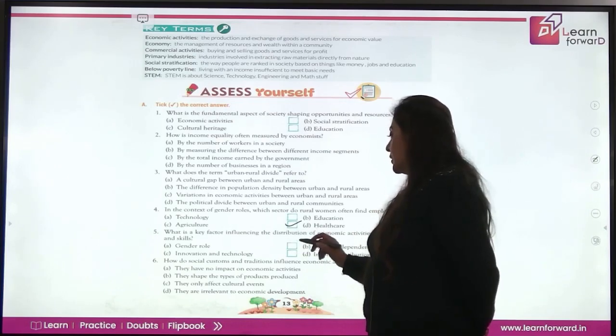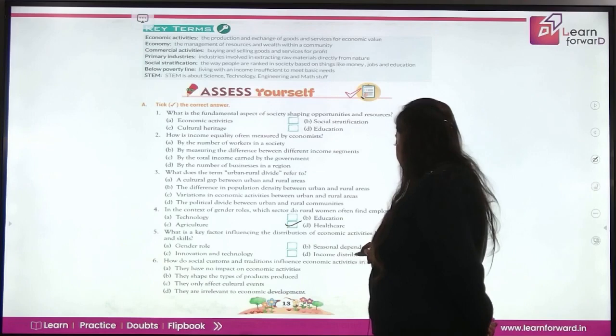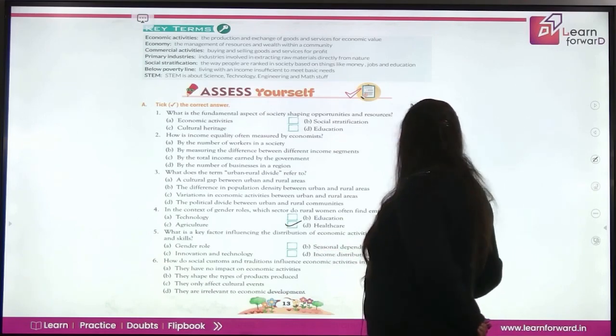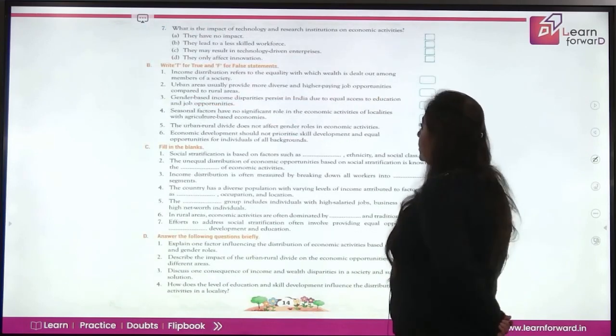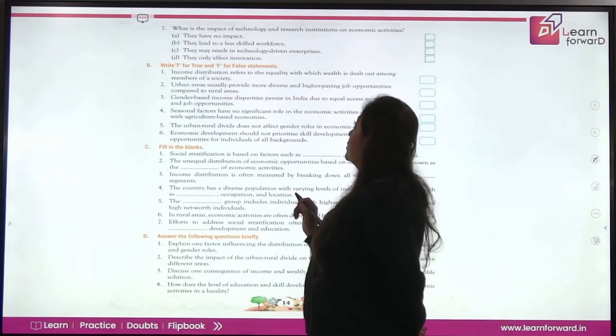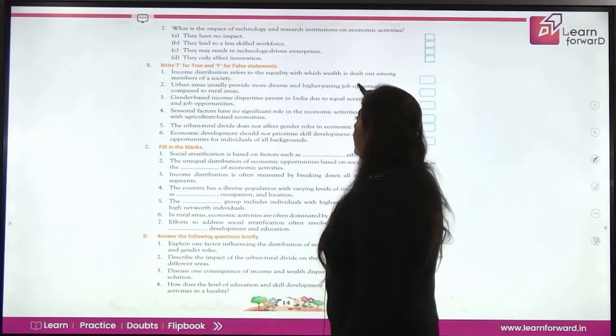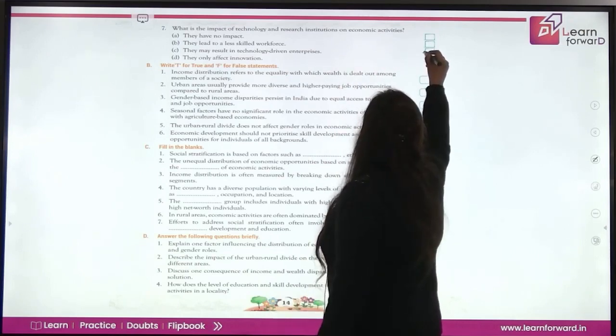How do social customs and tradition influence economic activities in a locality? They basically shape the type of products produced. Then the next question is, what is the impact of technology and research institutions on economic activities? They may result in technology driven enterprises.